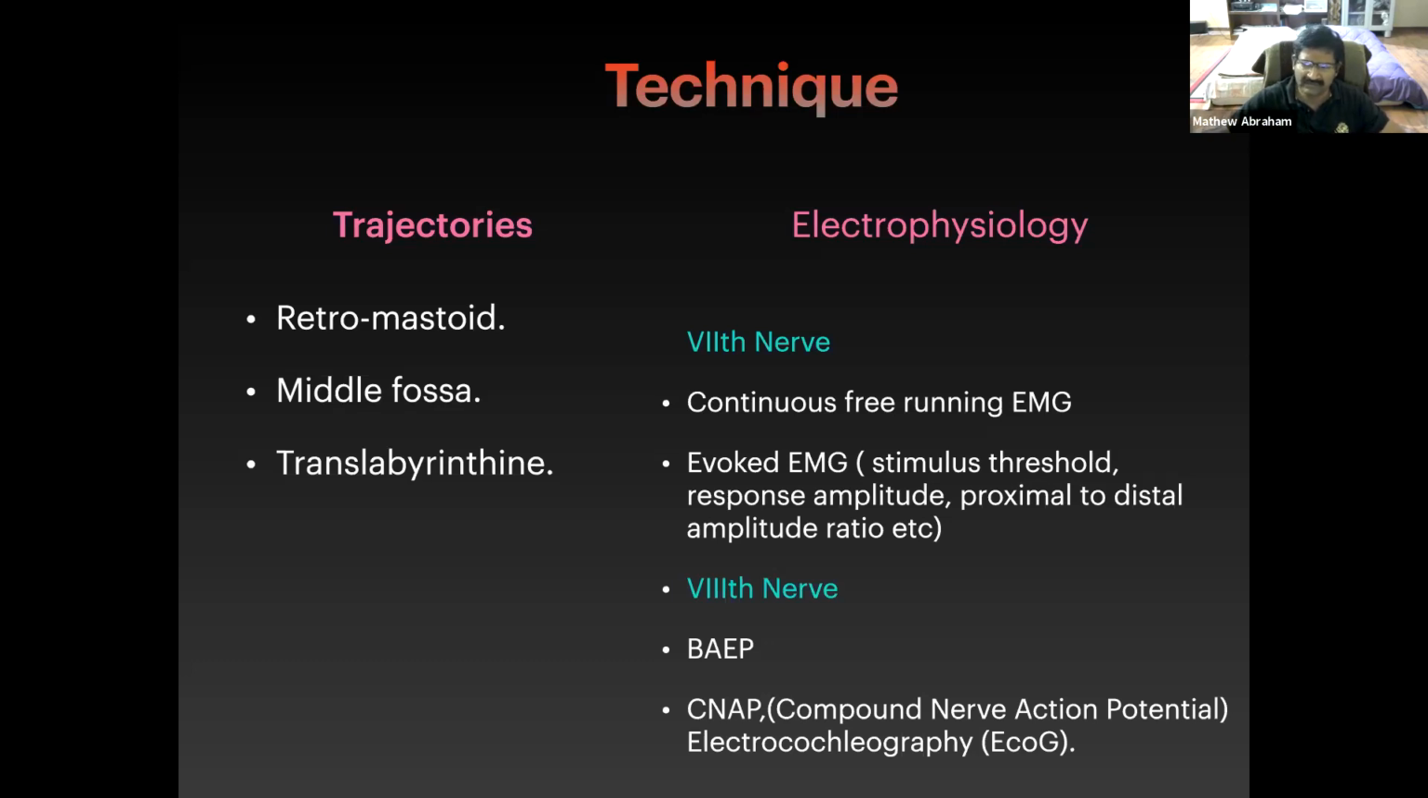There are different levels of using the evoked EMG. You can have a stimulus threshold method, that is, you can measure the threshold of stimulus. You can have a response amplitude, what is the amplitude for a specified response, and you can go for a proximal to distal amplitude ratio. Very often, we may not be able to utilize the entire spectrum, but the evoked EMG remains perhaps one of the most effective ways of localizing as well as tracking the seventh nerve.